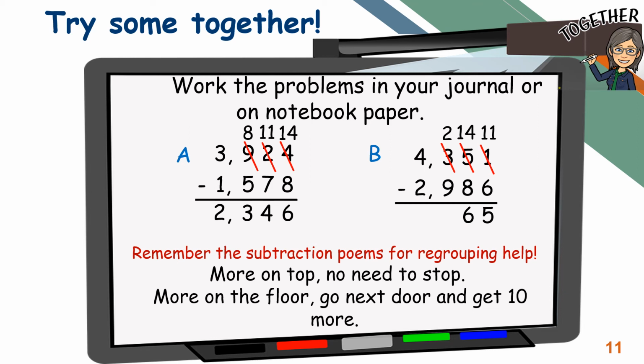We cannot subtract 9 hundredths from 2 hundredths, so we need to take 1,000 from the 4 thousands and trade it for 10 hundredths. That leaves 3 thousands in the thousands place. When we add the 10 hundredths to the 2 hundredths, we get 12 hundredths as shown. Now all digits on the top of problem B are larger than the digits on the bottom, and we can subtract all place values to get the answer that you see.